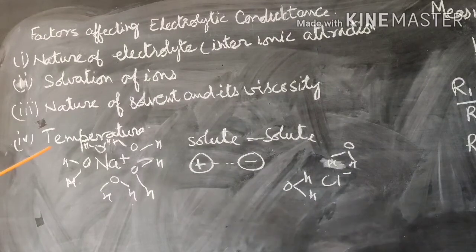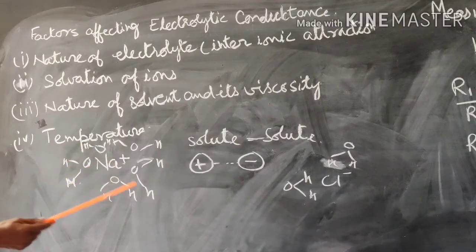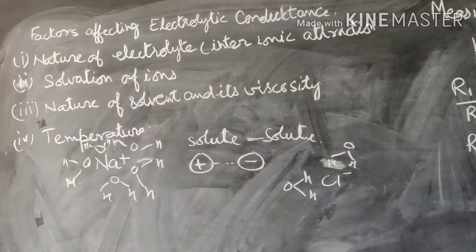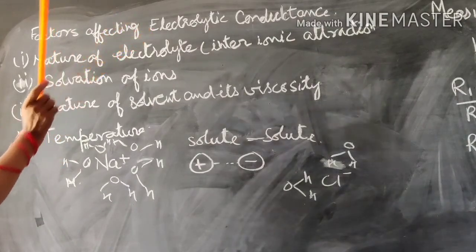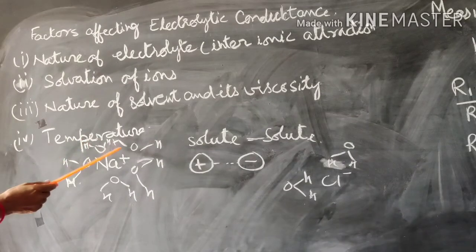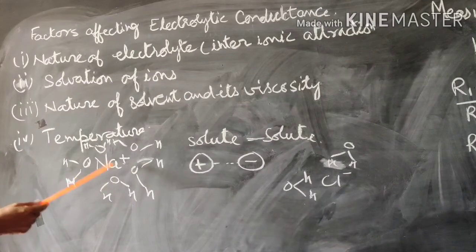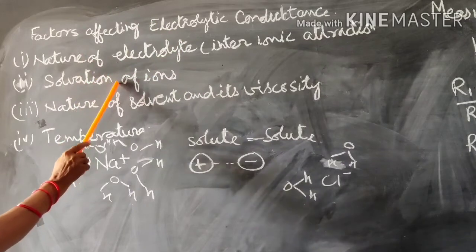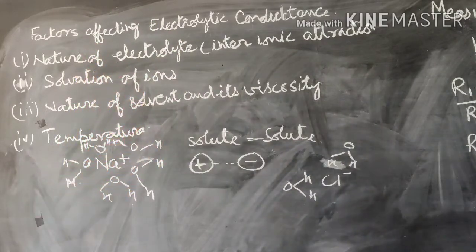Now the fourth point is the temperature. Temperature is also one of the factors that changes the mobility of ion. If we increase the temperature, then normally the mobility of ion will increase, so there is an increase in the electrolytic conductance. As the temperature increases, there is a decrease in the interionic attraction, a decrease in the viscosity, and a decrease in the solvation of ion, and that's why the mobility of the ion increases. So with an increase in the temperature, the electrolytic conductance increases.